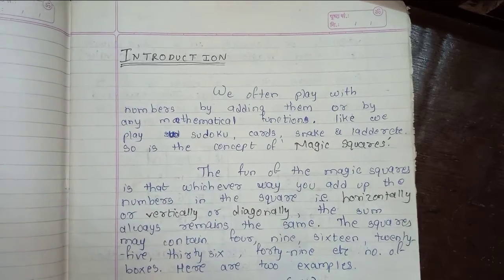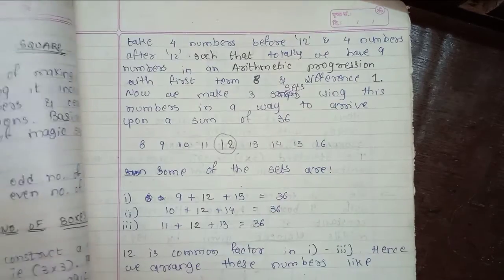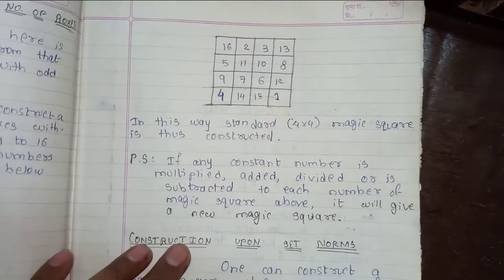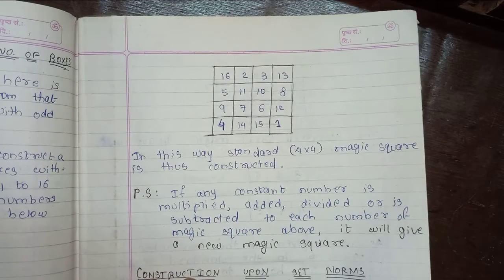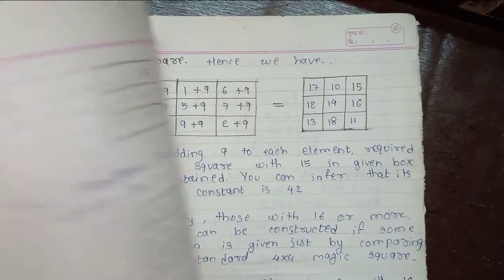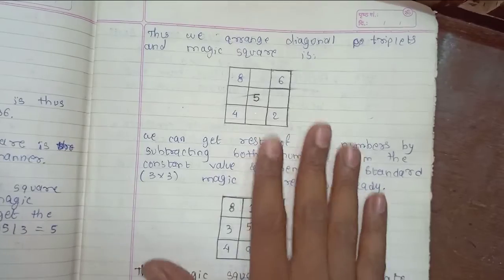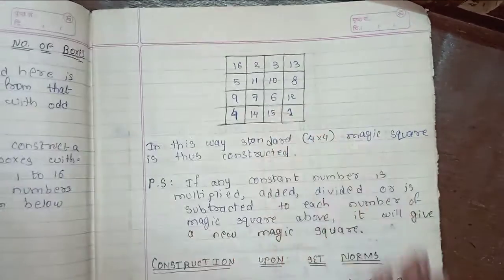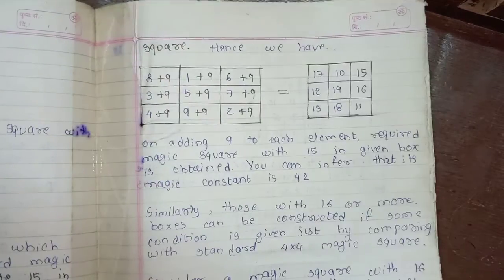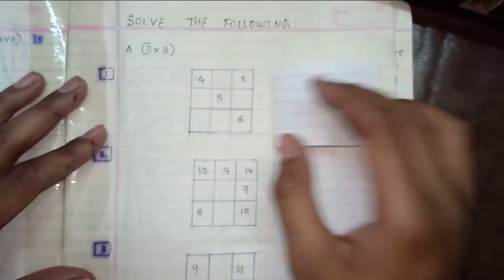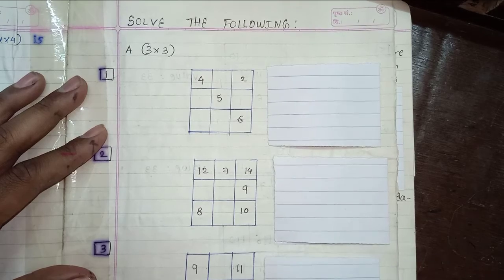In this book I have shown the introductory part and the history of magic squares, and along with that I have also written the whole process of making these squares, how to make a magic square, how to solve it, and standard magic squares of 3 by 3, as you can see here, and 4 by 4 magic squares. And you can see, just like in the textbook where we have exercises, I have given these types of questions, and here I have given the answers also. See this, plenty of questions I have written.